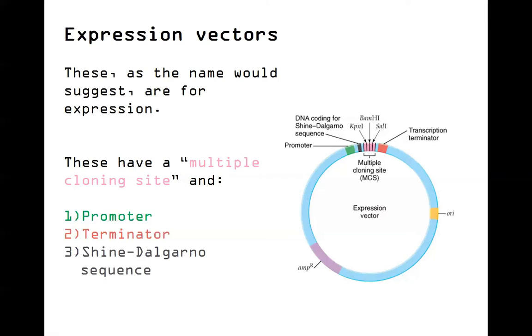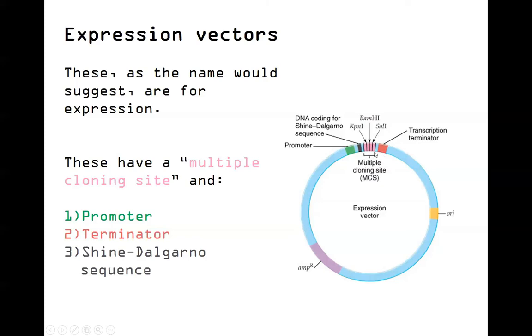We've got here 3 examples: KpnI, that's a pretty common one, BamHI, and SalI. These are all pretty common restriction enzymes, and these sites are very close together. So this multiple cloning site gives you some flexibility.